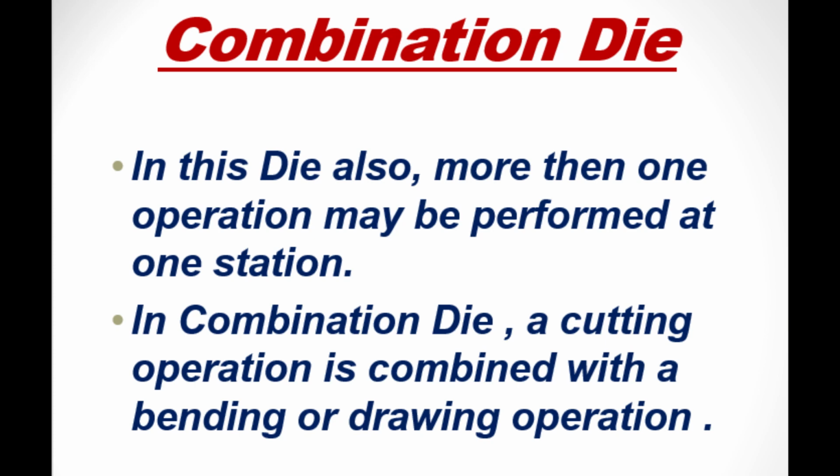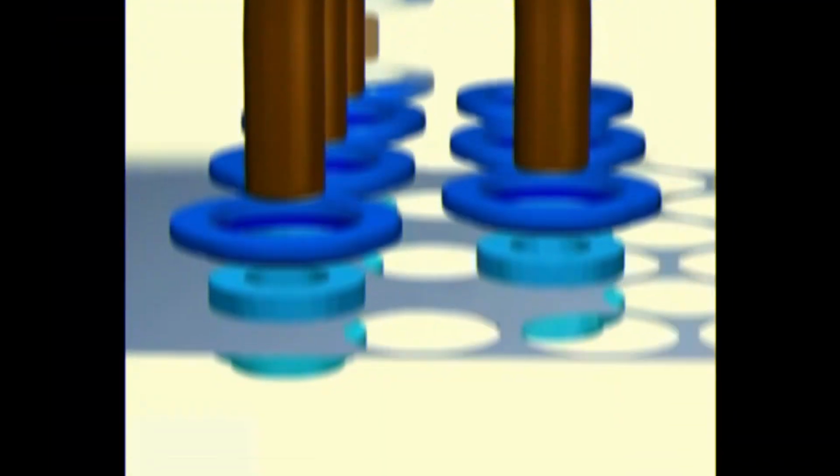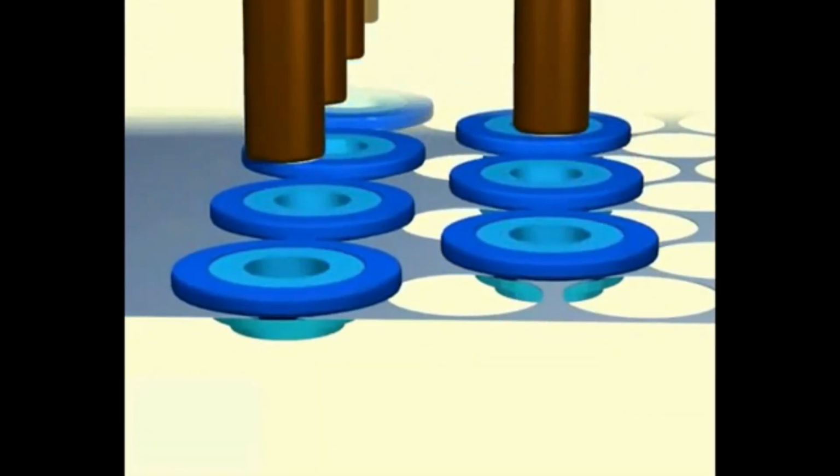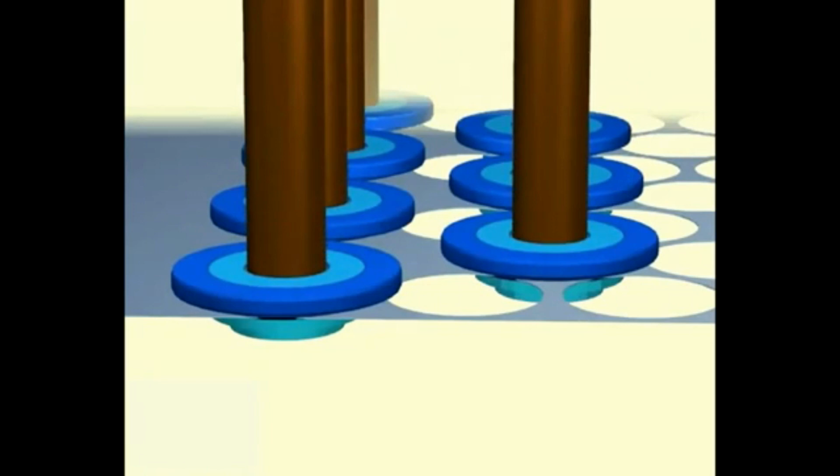Combination die. In a combination die also, more than one operation can be done in a single stroke. But the difference between a combination die and a compound die is that in a compound die only cutting operations can be done, but in a combination die, bending or drawing operations can also be done along with cutting. So here you can see how a combination die works.